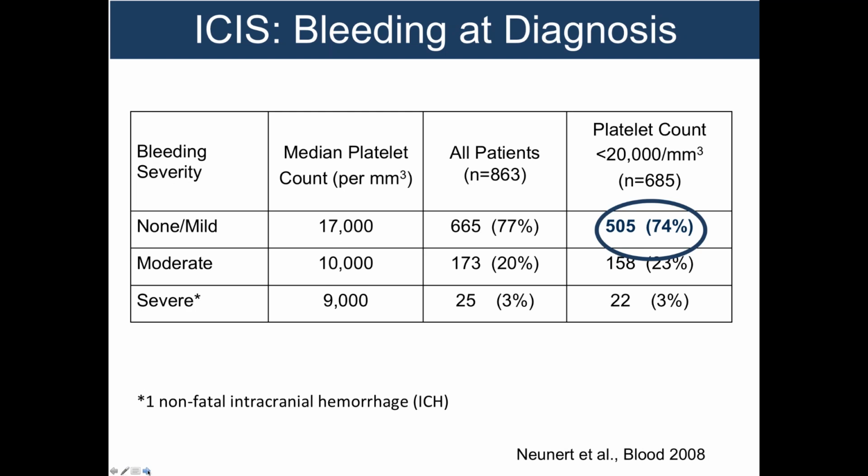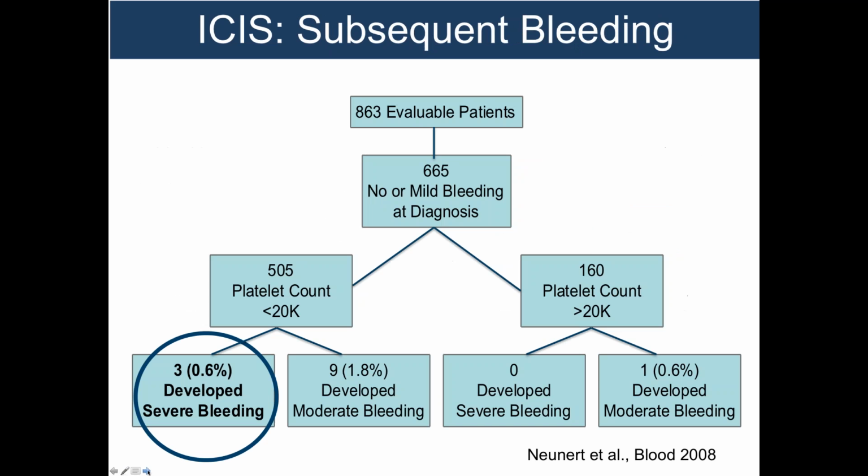So we became interested in what happened to this group, almost 500 patients, that had a platelet count less than 20,000 and no or mild bleeding at diagnosis. This is a group that would be receiving treatment specifically for the platelet count and not necessarily to stop overt bleeding at the time of diagnosis, with the goal being to prevent further bleeding symptoms.